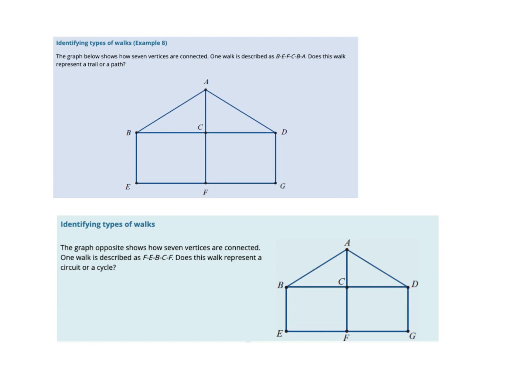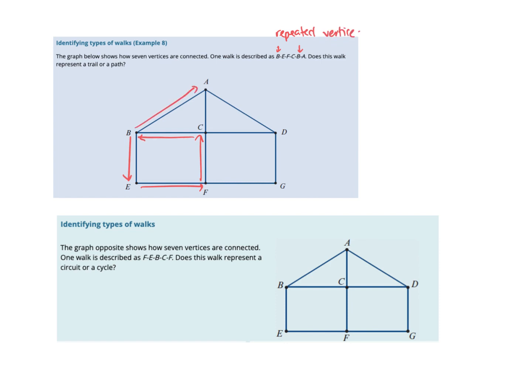Okay, so let's have a look. The graph below shows 7 vertices connected. One walk is, so let's go through the walk here. They're saying B to E, so we go this way. E to F, we go that way. F to C, then over to B. Now, I've repeated B. So once you see that, you've got repeated vertices. So we can't repeat a vertice.